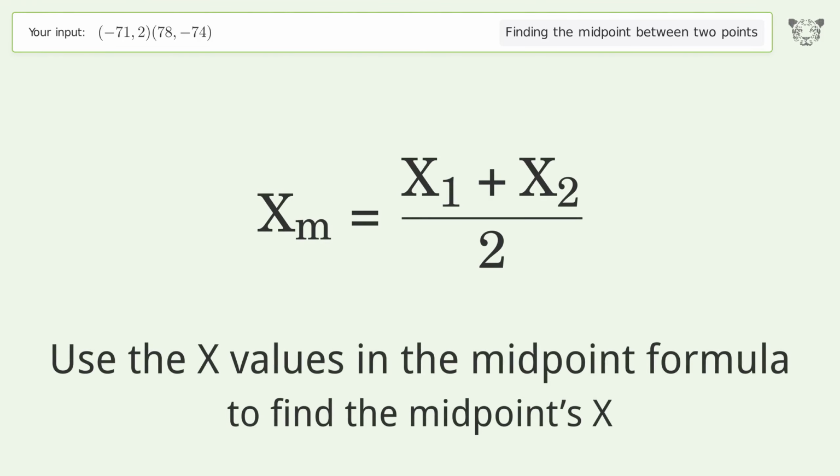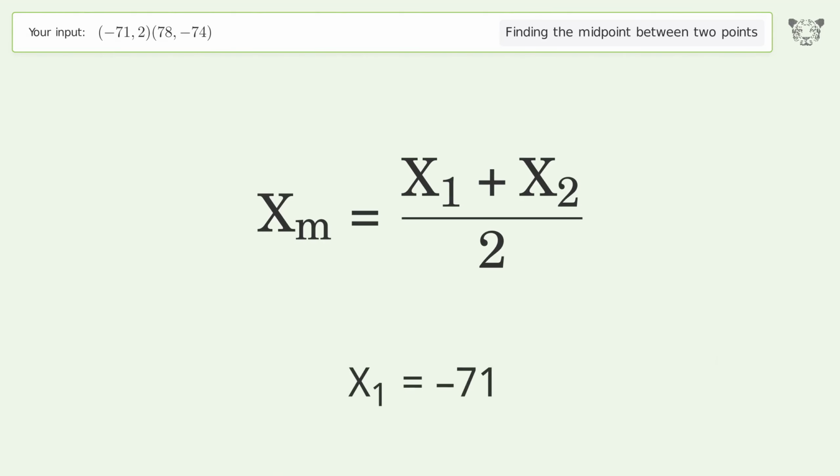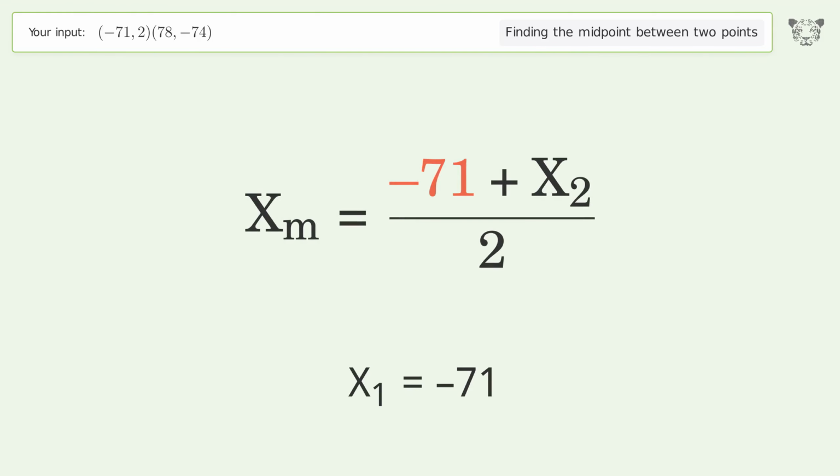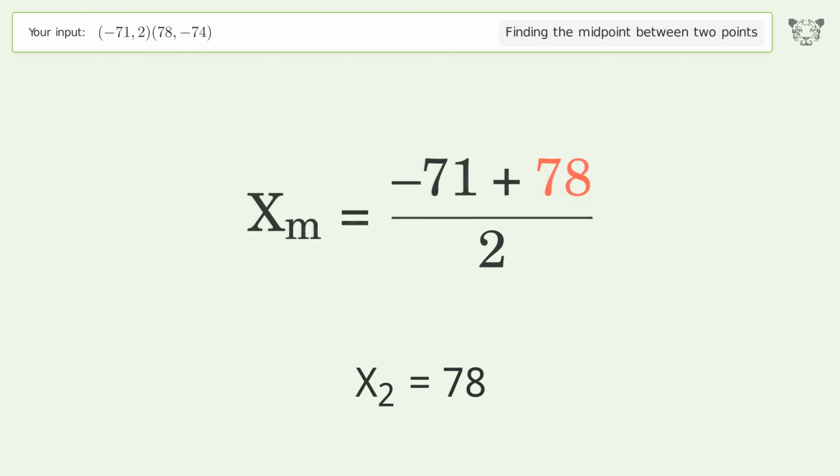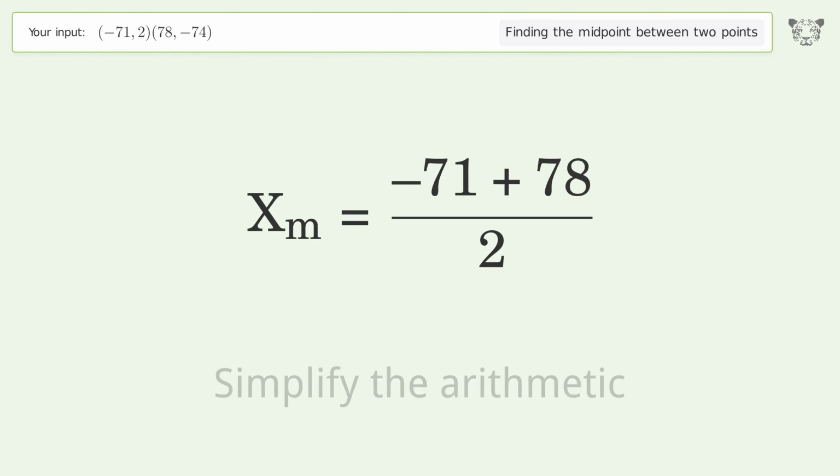Use the x values in the midpoint formula to find the midpoints x. x1 equals -71. x2 equals 78. Simplify the arithmetic.